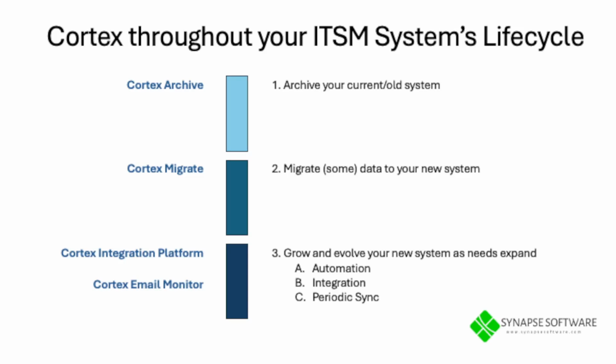If you realize, a year down the road that, oh, you know what, we actually should have pulled 2 years worth of incidents in instead of just 6 months worth of incidents, that's fine. You can go back to Cortex, pick those incidents, and then migrate them up to your new ITSM system. And then, of course, the day-to-day operations.